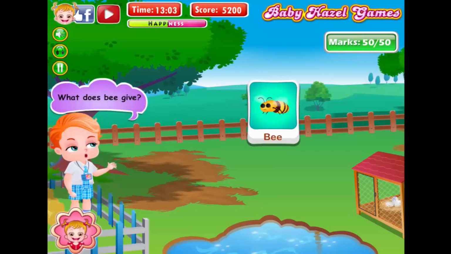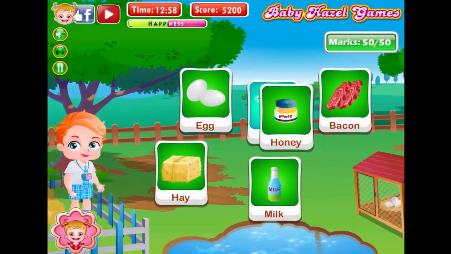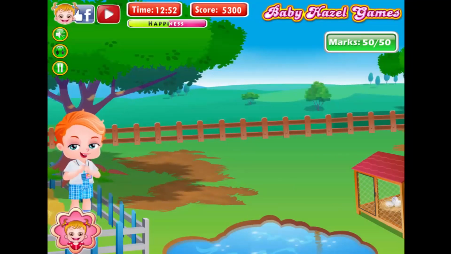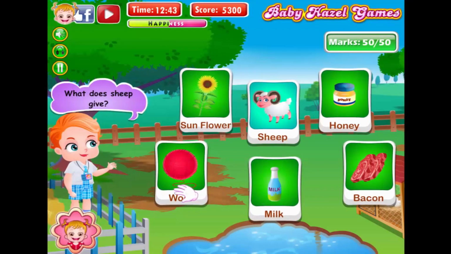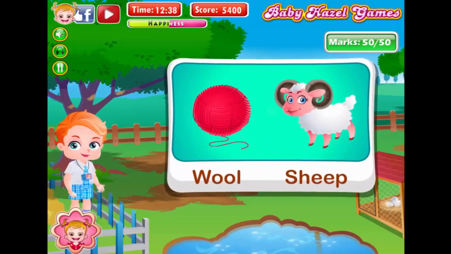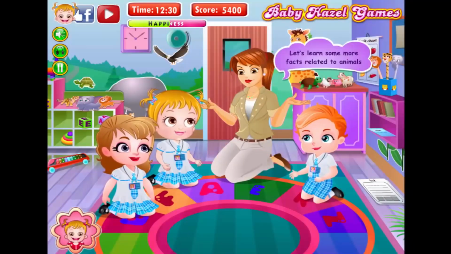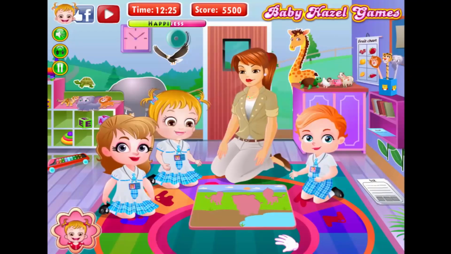What does bee give? Superb. What does sheep give? Correct. Okay, kids. Wild animals live in forests.